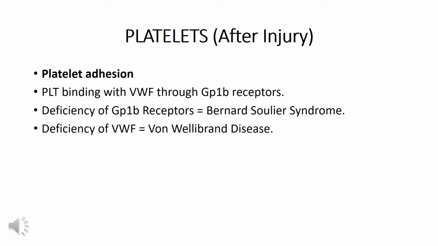After injury, platelets become active. Platelets start the phenomena of clot formation, adhesion and aggregation. After injury, platelet adhesion starts at the site of injury for the initial platelet plug formation. This is known as primary hemostasis. Due to injury, the endothelium or basement membrane gets exposed.